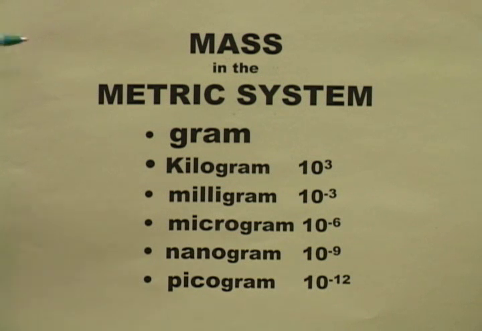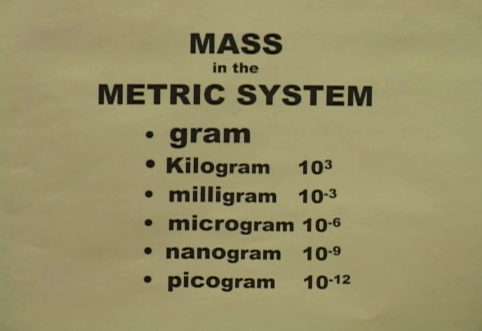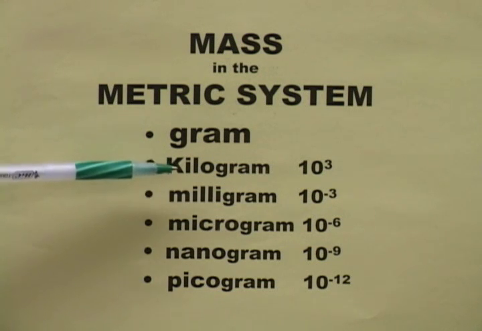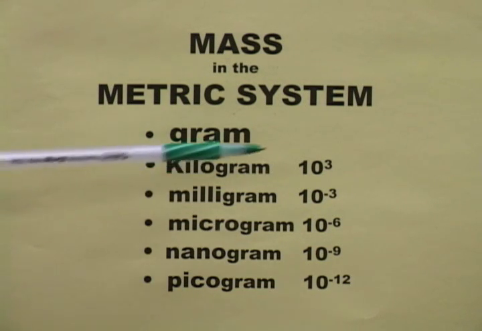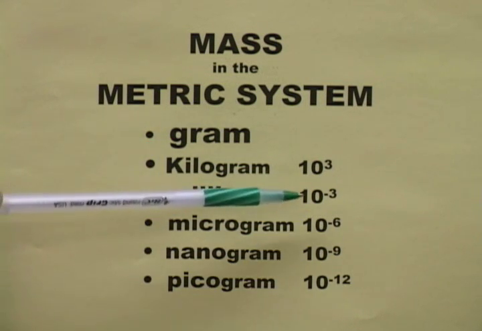In science, we use the metric system for making measurements. Now, the unit of measurement for mass is called a gram. Now, also remember that the metric system is a decimal system, so that there are other units such as a kilogram, which is 1,000 grams, and a milligram, which is 1,000th of a gram.